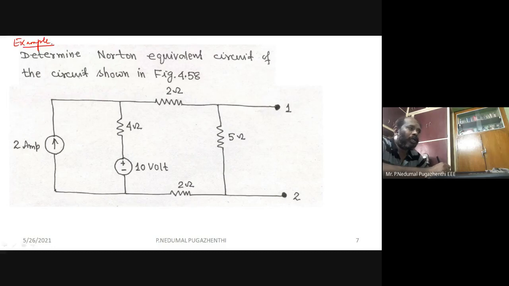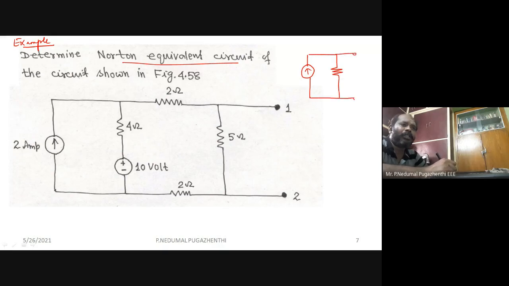We will try to solve one problem. I have to find the Norton's equivalent circuit for the provided circuit. What is my Norton's equivalent circuit? It will have a current source in parallel with a resistor across terminals 1 and 2, IN and RN. For that, I will short circuit these two terminals and find the current passing through this. That will provide me my IN.